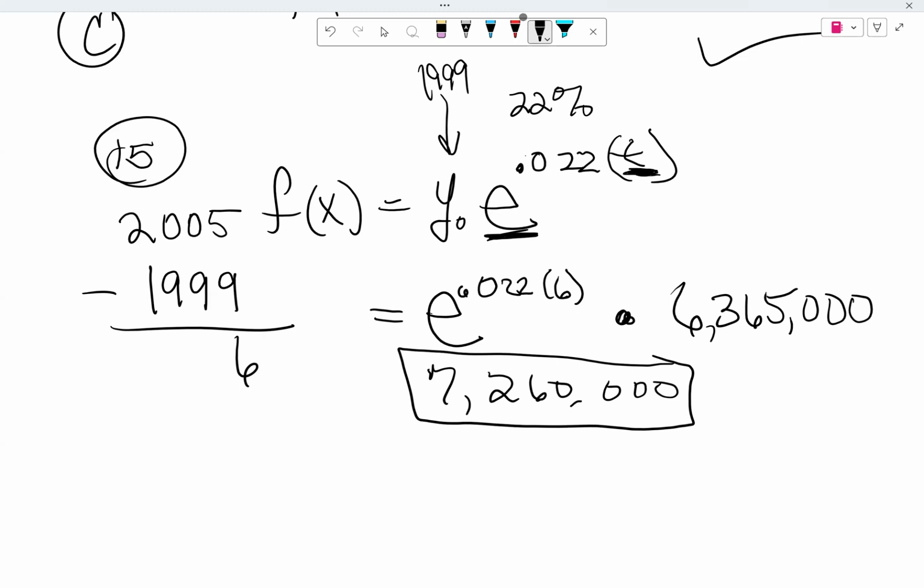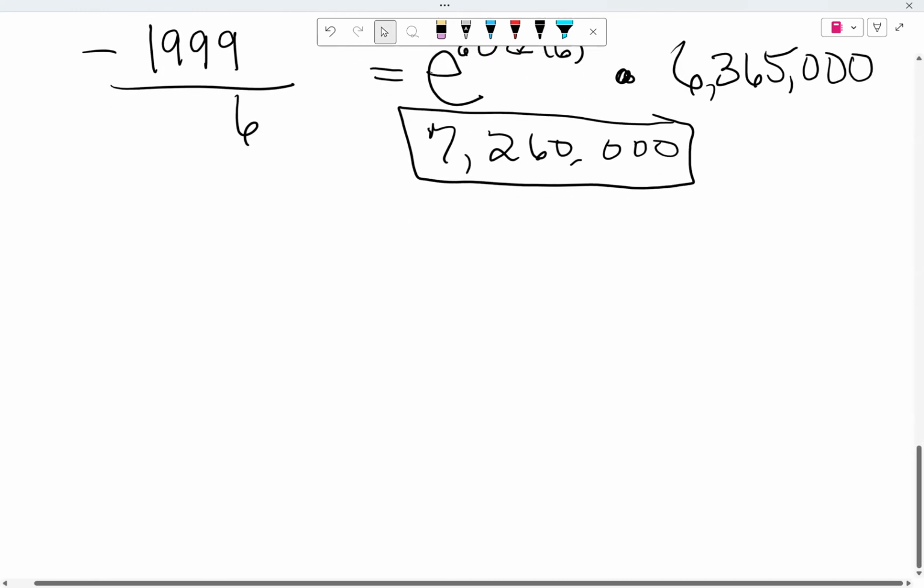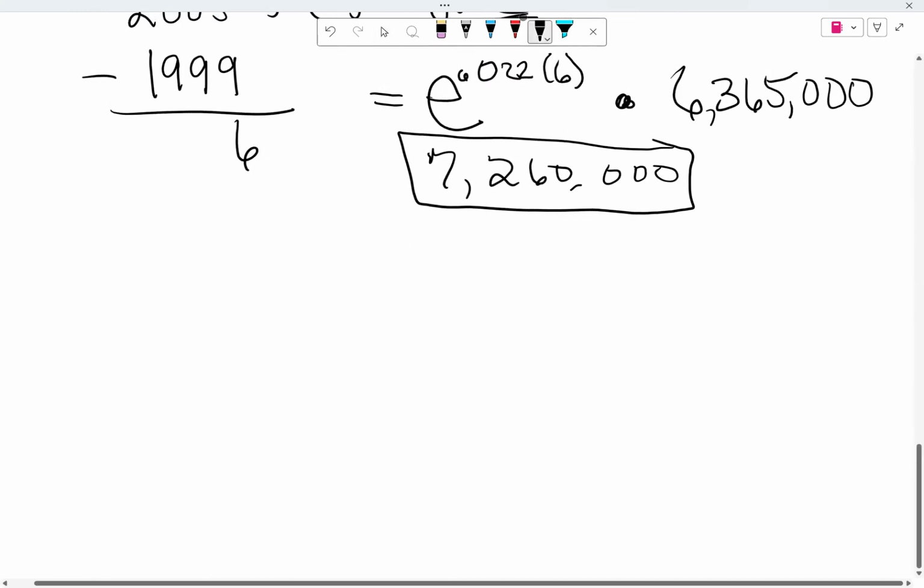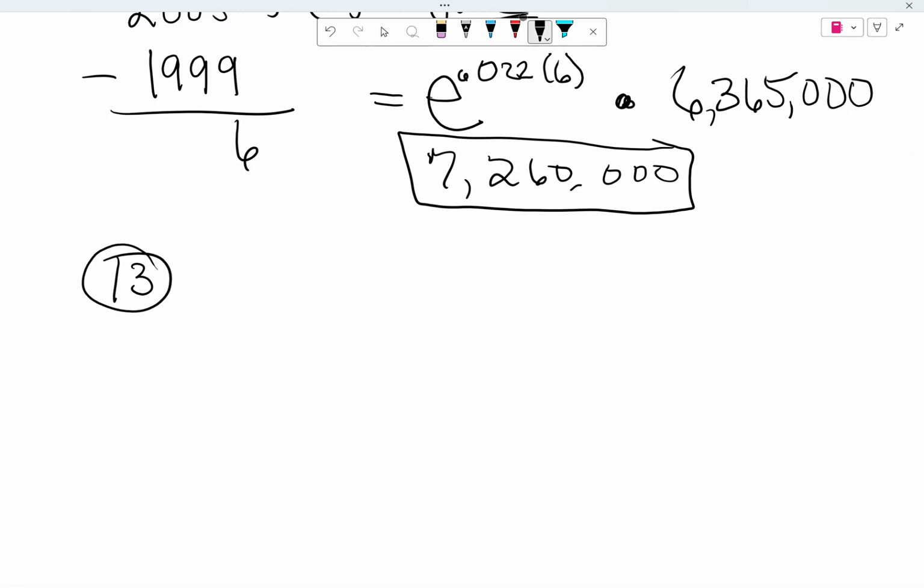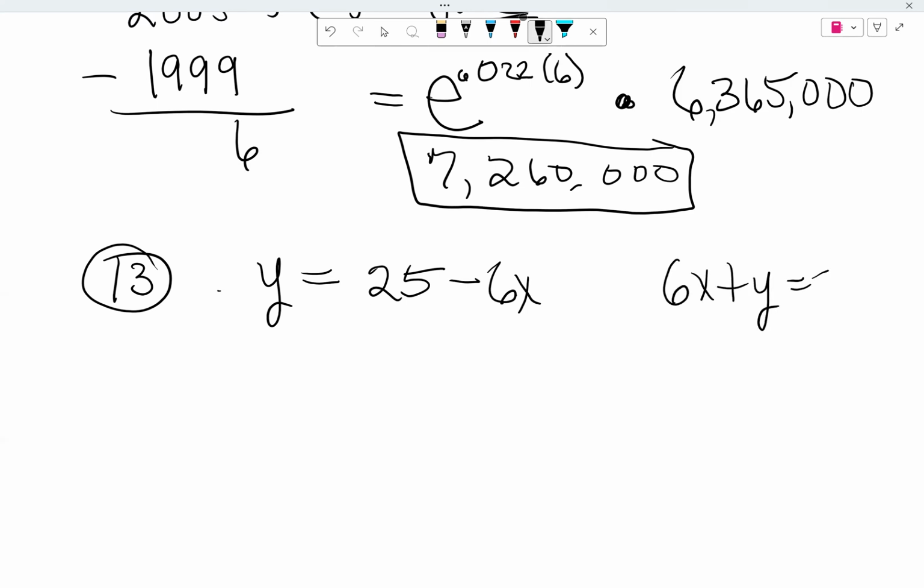Okay, I do want to do 13 and 14 real quick. So let's do 14 and 13. This time I'm going to throw you off a little bit. I'm going to go back to 13, and I want you to listen, please. You see how this says y equals 25 minus 6x? I don't like that format. I'm going to add the 6x to both sides so that it reads 6x plus y equals 25. That's how it should look. That's how you want it to look.